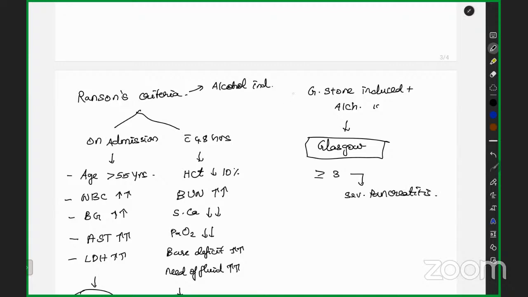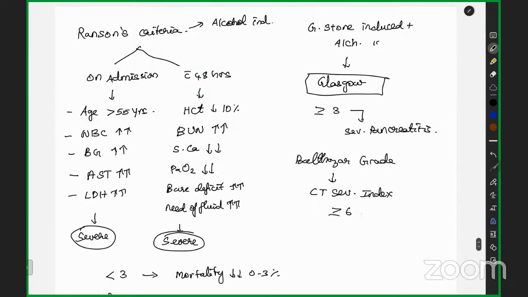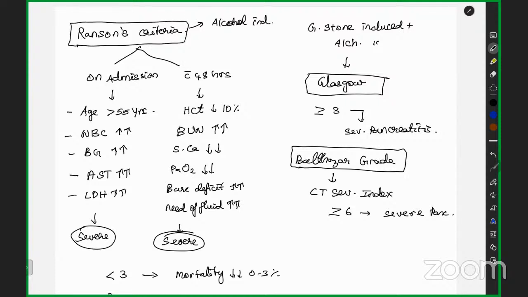Okay, another scoring system you have is called the Balthazar grade. Again, please don't read all the points. Here, what you have to know is Balthazar grading is a CT severity index, and more than or equal to 6 indicates severe pancreatitis. Okay, this is the Balthazar grade. So you now know Ranson's criteria, which you have to read fully. Glasgow criteria is there, and third is your Balthazar grading.